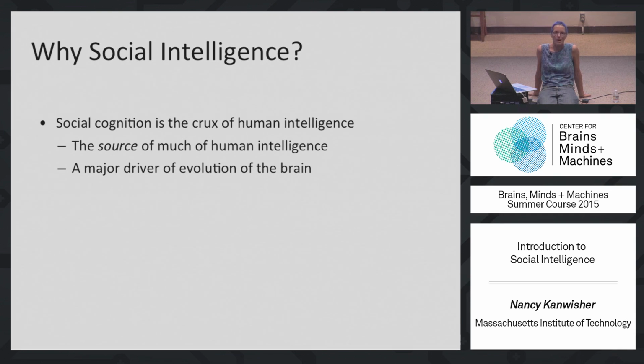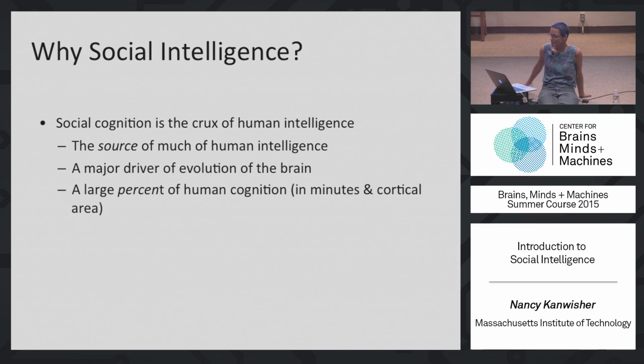Another sense in which social cognition is the crux of human intelligence is many people think that the primary driver of the evolution of the human brain has been the requirement to interact with other people who are, after all, very complex entities, and to be able to understand how to work with them and what they're doing and what they'll do next is very cognitively demanding. And so that may be one of the major forces that has driven the evolution of our brain.